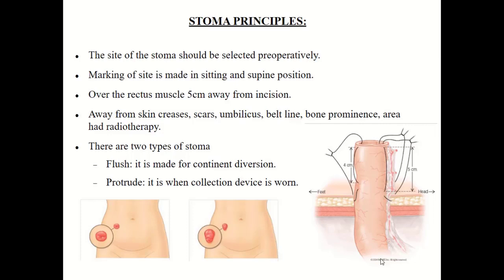Stoma principle. The site of the stoma should be selected preoperatively. Marking of the site is made in the sitting and supine position over the rectus muscle, 5 cm away from the incision, away from skin creases, scar, umbilicus, belt, and bony prominence, or an area that had radiotherapy. There are two types of stoma, flush and protruded. Flush is used when there is a method of continent diversion, and protruded is selected when a stoma device is applied over it.